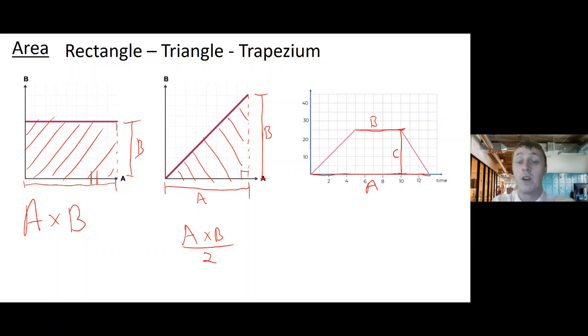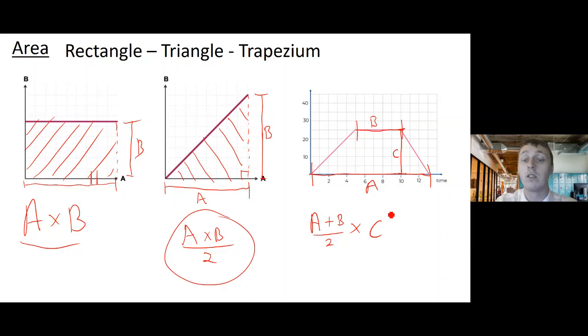So what we have here is the trapezium rule, and that would be A plus B divided by 2, because what we are doing is we are averaging that long line on the bottom with the shorter one at the top, and we times it by that height, that gap between the 2 lines. So areas, nice, straightforward. 3 shapes that can come up: rectangle, triangle, and a trapezium.